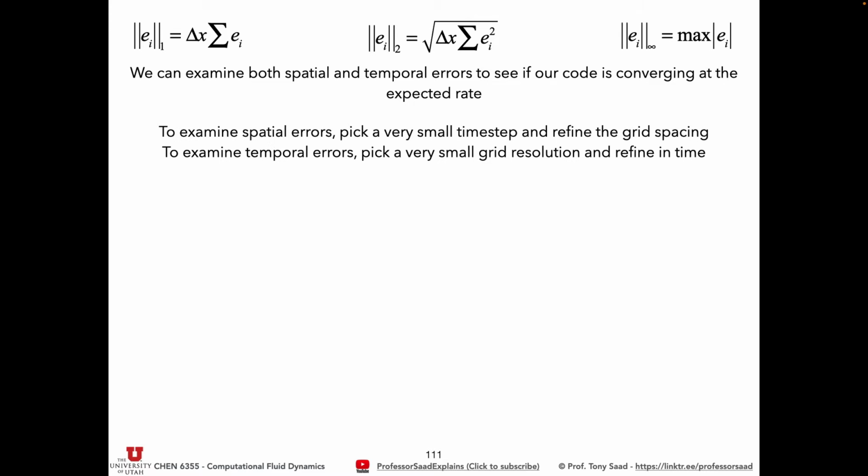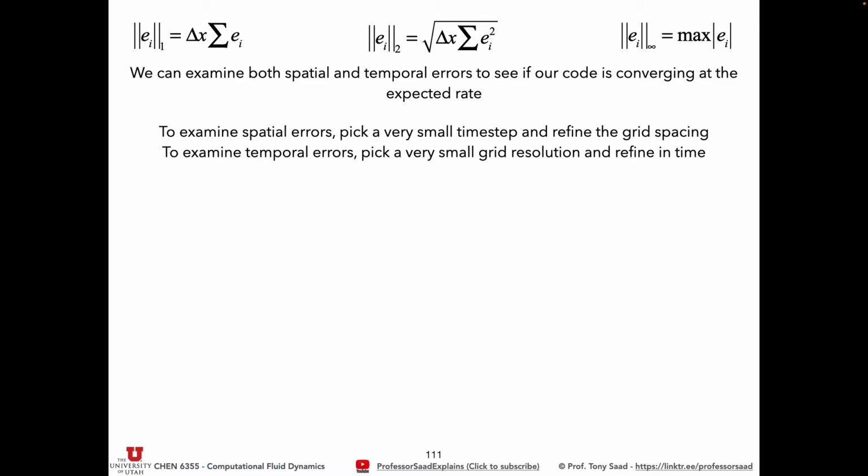So how do we do this? To examine spatial errors, we pick a very small time step and then refine our grid spacing. We're not going to do this in class. I'm not going to ask you about this. We're just giving you an idea of how it's done to show convergence rates.